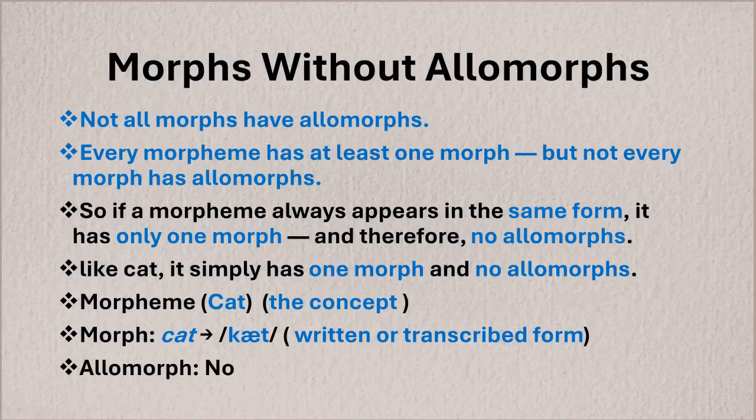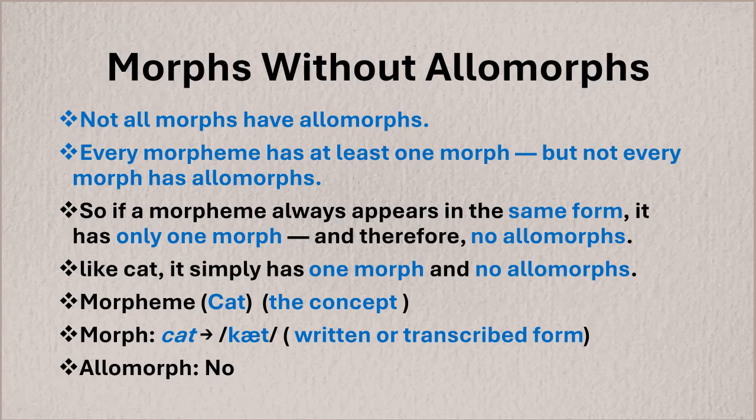Now, here's something important to remember. Not all morphs have allomorphs. Every morpheme must have at least one morph, because that's how it's realized in speech or writing. But the reverse isn't always true. Not every morph has allomorphs. In some cases, a morpheme always appears in the same form, no matter the context. When that happens, it means the morpheme has only one morph, and therefore, no allomorphs.